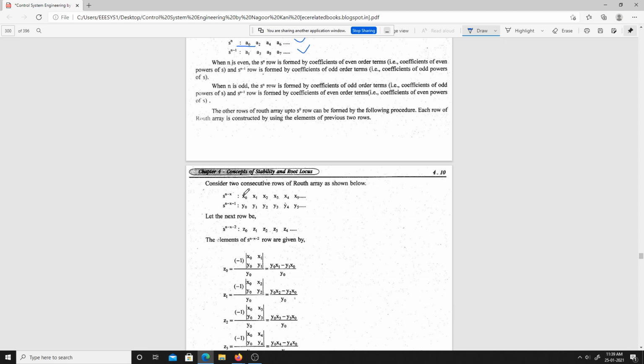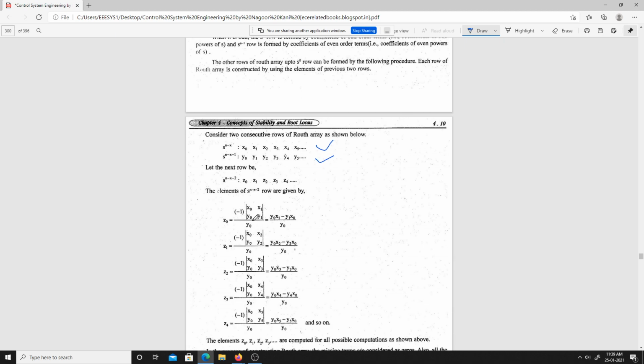So, we are considering two consecutive rows of the array as shown below. This is one row, and this is the second row. Now, how are we going to construct the next row? This is the next row which we are supposed to construct. Z0, Z1, Z2, Z3 are the elements of the third row. So how are we going to construct them?